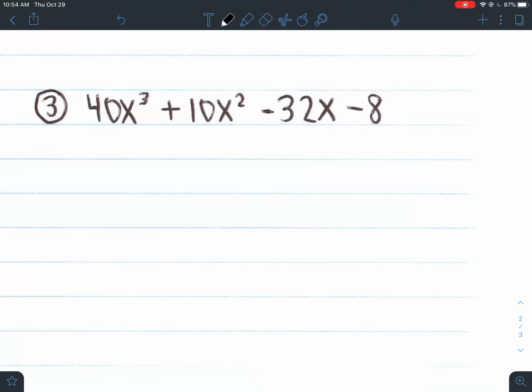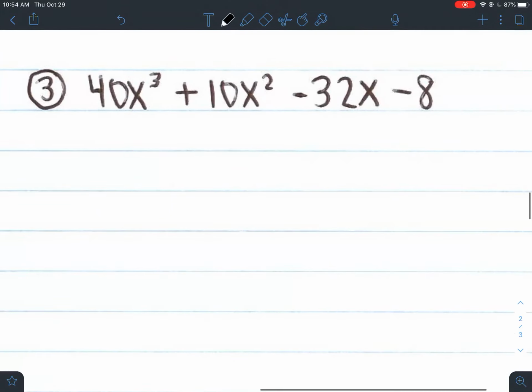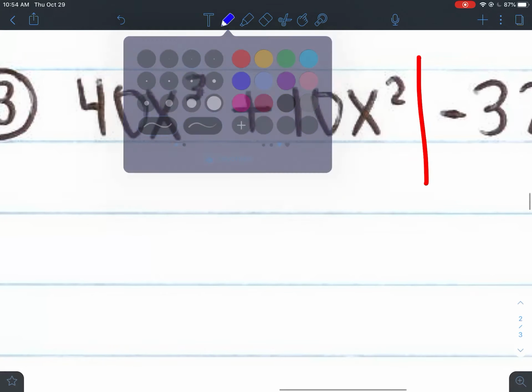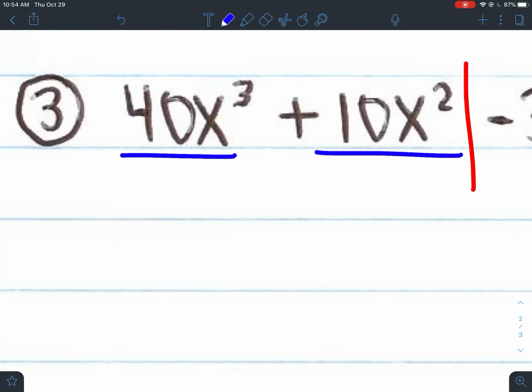All right, number 3. All right, so first thing I check for is, is it in standard form? It is in standard form. So next step is I'm going to check, I have 4 terms, so I can split it into 2 groups. Starting with the first part here, I have 2 terms, I have 2 division bars.